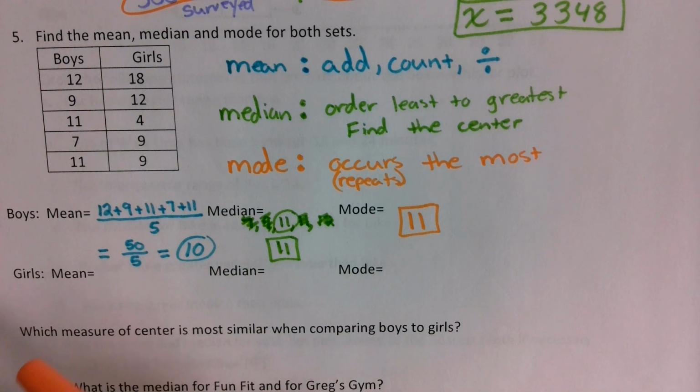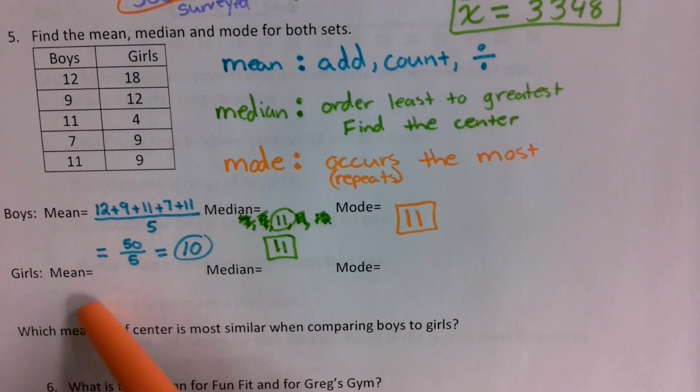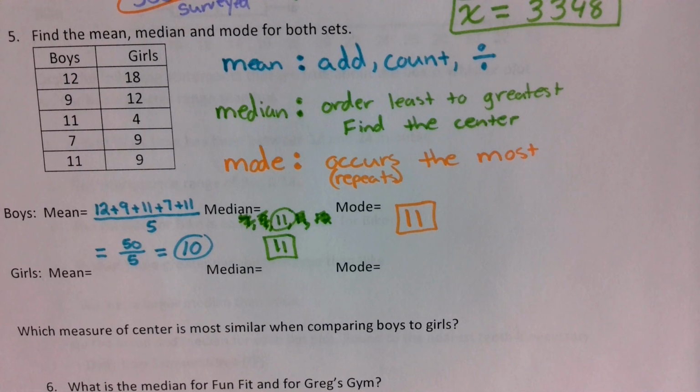All right, I want you guys to go ahead and do the same thing, but you're going to do this for the girls' data. Find the mean, the median, and then the mode. Mean, median, and mode for the girls. All right, Christopher, what is the mean for the girls?